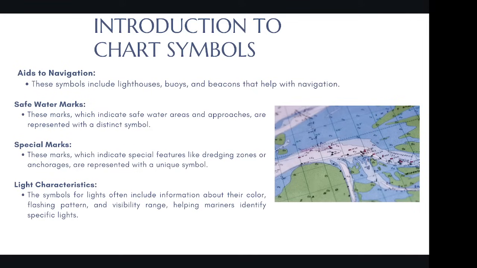So, light characteristics. The symbols for lights often include information about their color, flashing pattern, and visibility range. It helps the mariners identify specific lights.